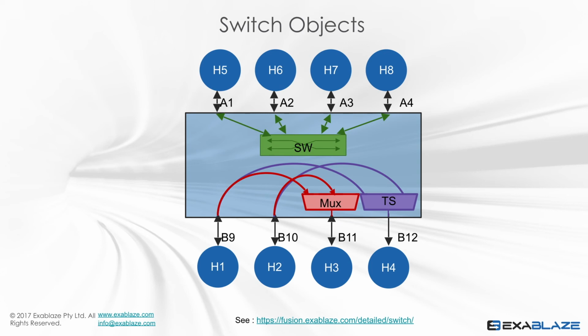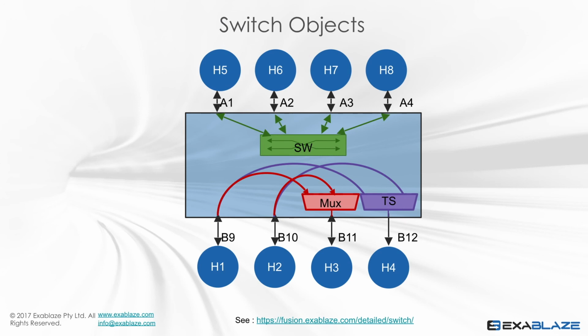In addition to muxes and mirrors, the Fusion device also supports complete Layer 2 switches, and depending on the firmware mode, these can also be instantiated at the same time as other objects. In this example, I've extended our demonstration configuration to have 4 more hosts, host 5 through to host 8, connected to Module Bay A. You can see that the hosts are connected on ports A1 through to A4.